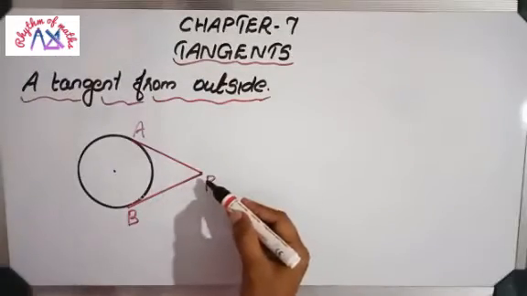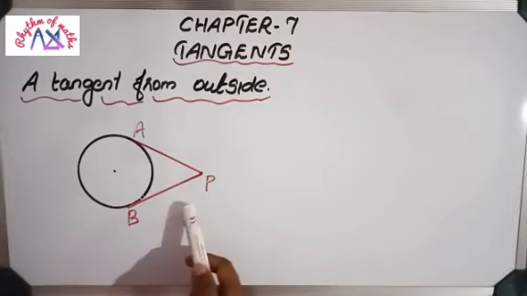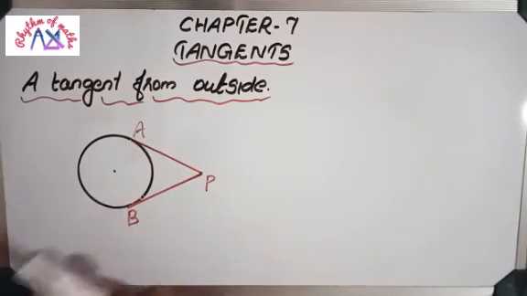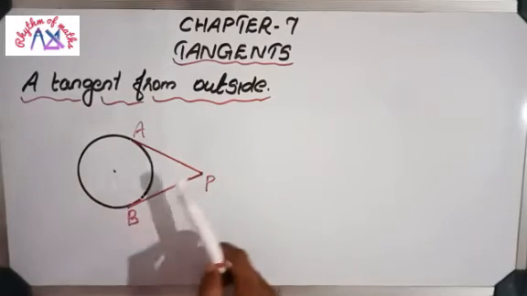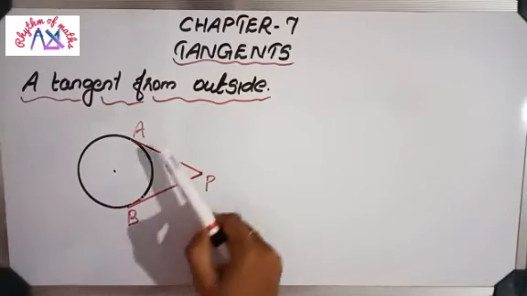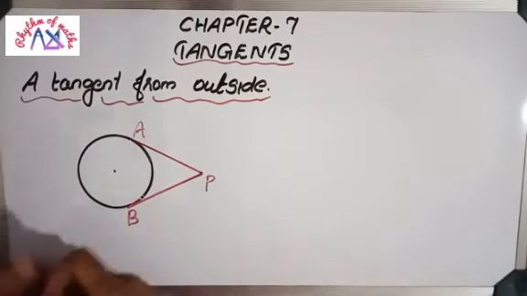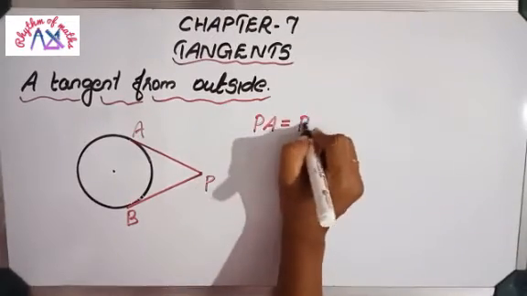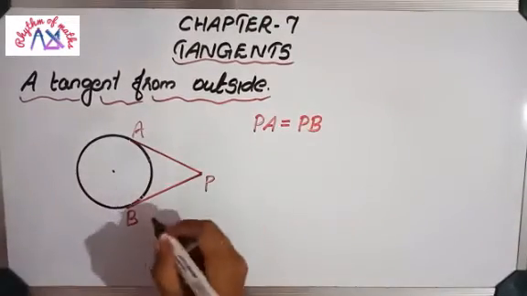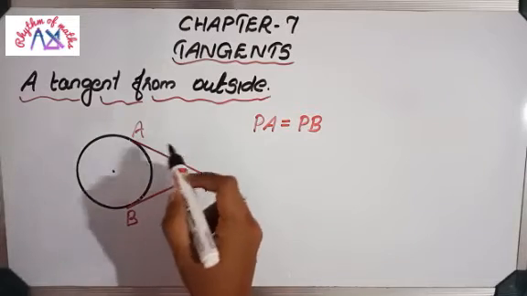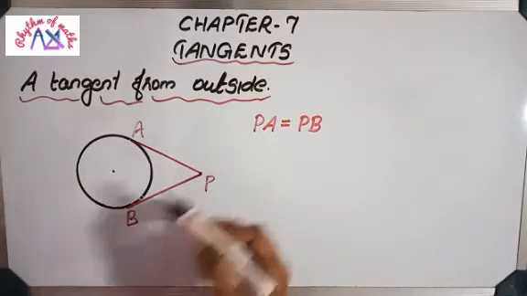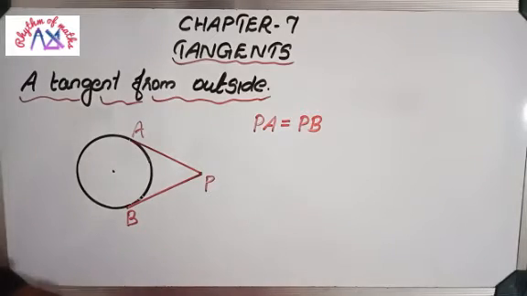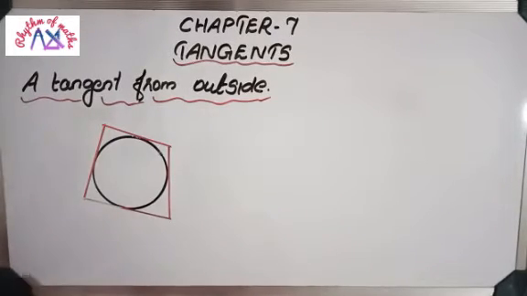So from the point P, outside the circle, we can draw two tangents, PA and PB. Only two tangents are possible. These are the two tangents, and these two tangents will be equal in measurement, that is PA equal to PB. This is the first concept: two tangents of equal measurement can be drawn from a point outside the circle. Now the second concept.